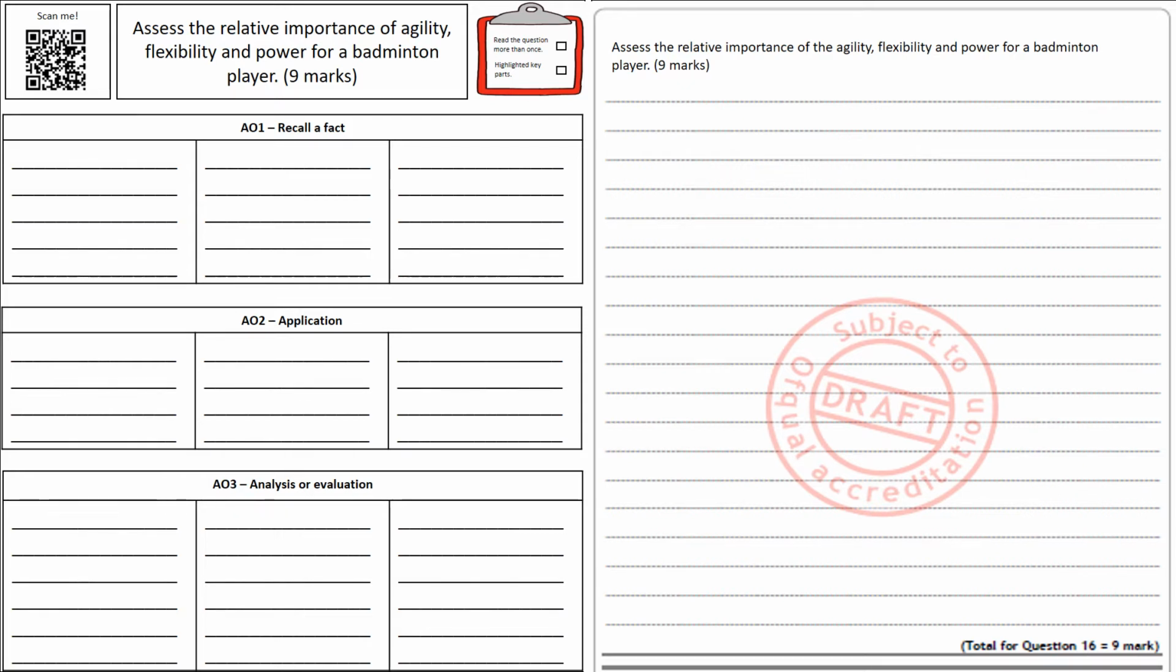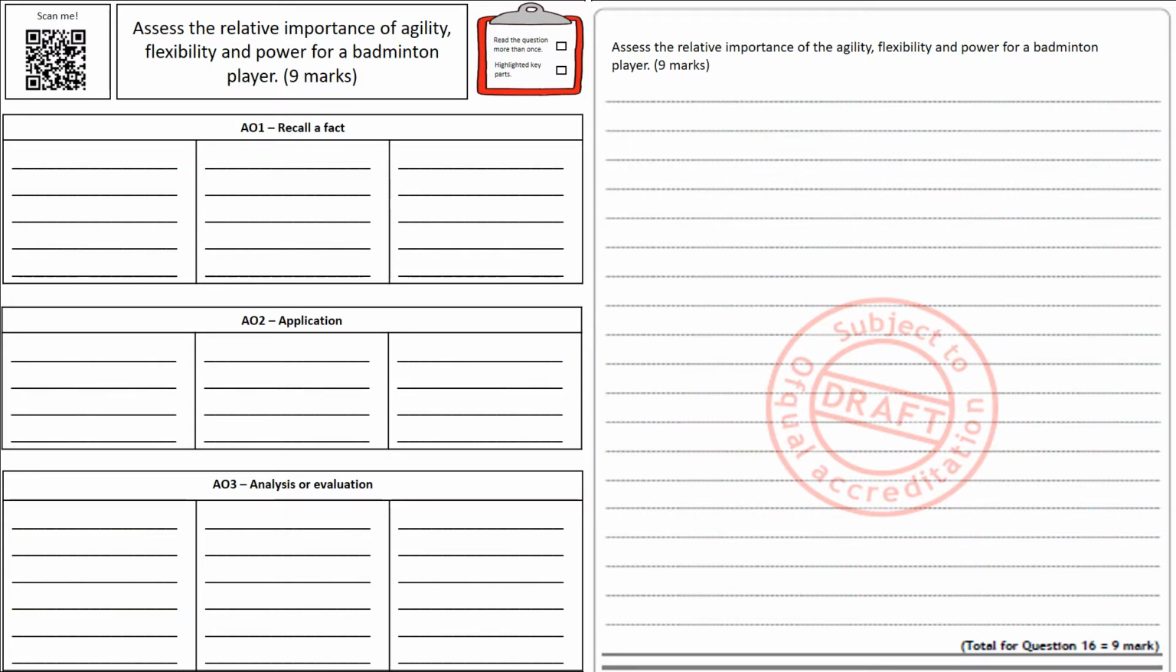It's Mitch from Smart PE, and today I'm going to be looking at a smarter way to answer an extended question on components of fitness. Now hopefully you've scanned the QR code at the top. Obviously you have, otherwise you wouldn't be listening to me now. And what we're going to try and do is just break down this question. But first of all, let's explain the learning map.